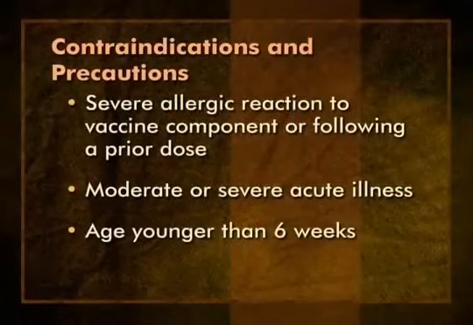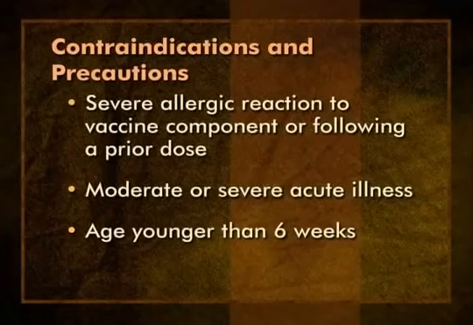Now, since Hib vaccines are inactivated, contraindications and precautions are also predictable. As with all vaccines, a severe allergic reaction to a vaccine component or following a prior dose is a contraindication. Moderate or severe acute illness is a precaution, and the vaccination should be deferred until the acute illness improves. Because of the risk of immunologic tolerance, age younger than 6 weeks is a contraindication to all Hib-containing vaccines.